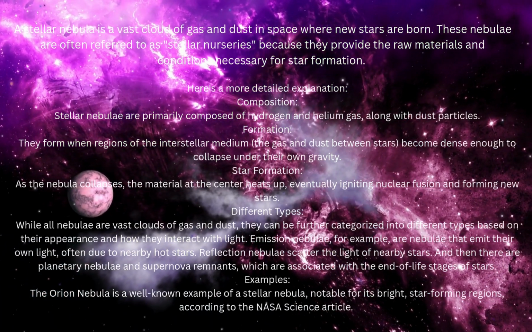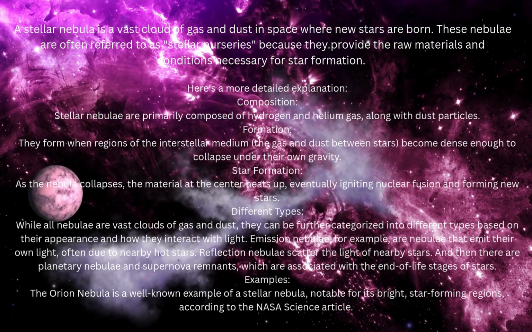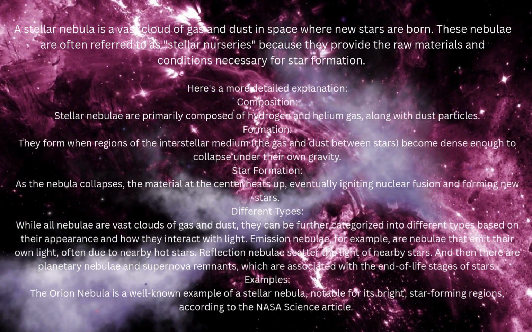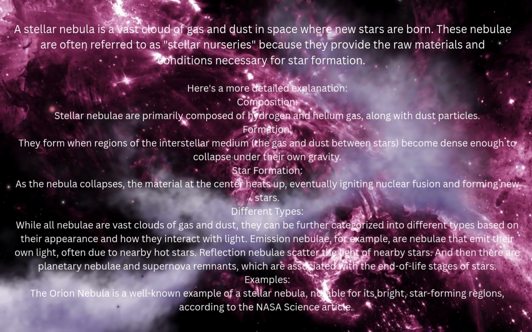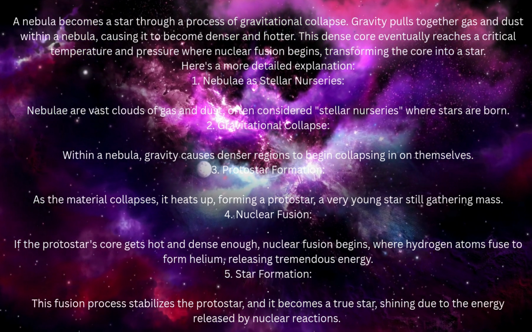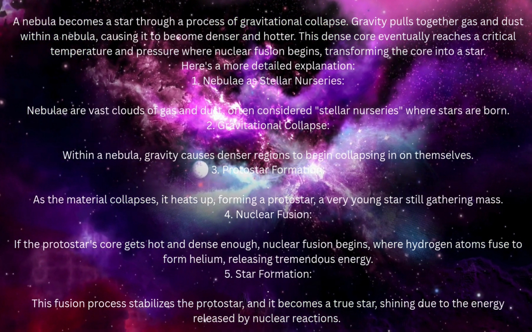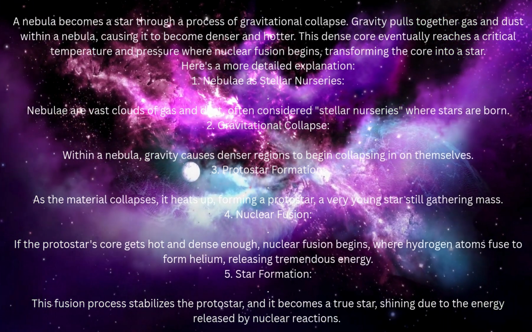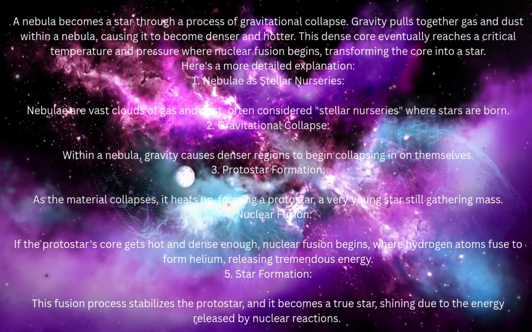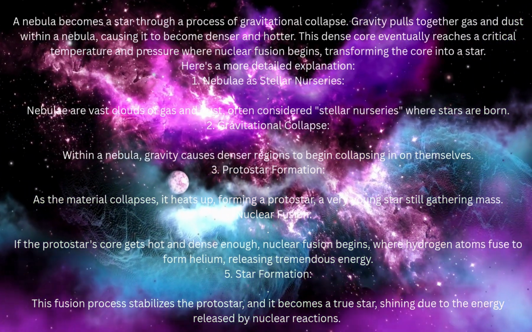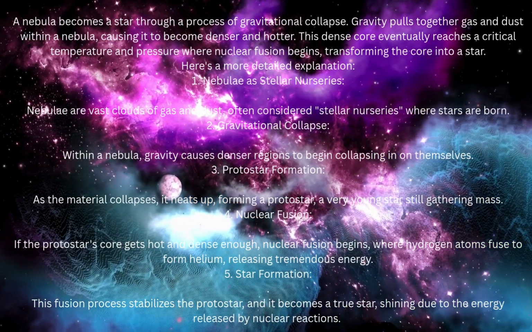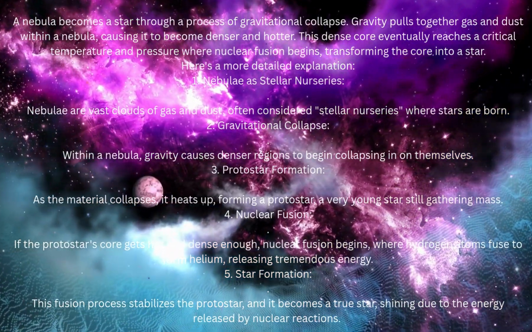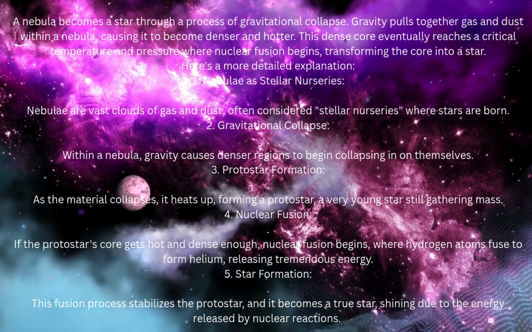Examples. The Orion Nebula is a well-known example of a stellar nebula, notable for its bright, star-forming regions, according to the NASA Science article. A nebula becomes a star through a process of gravitational collapse. Gravity pulls together gas and dust within a nebula, causing it to become denser and hotter. This dense core eventually reaches a critical temperature and pressure where nuclear fusion begins, transforming the core into a star. Here's a more detailed explanation.